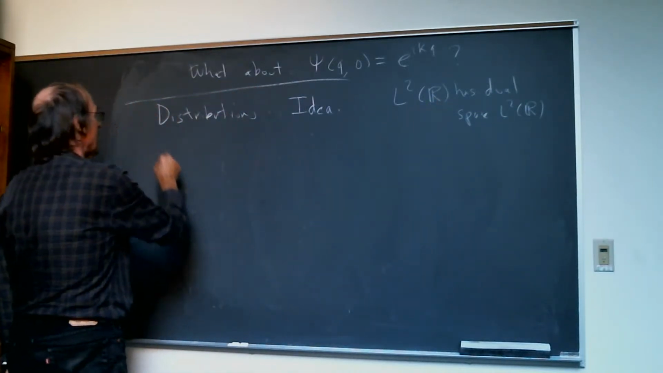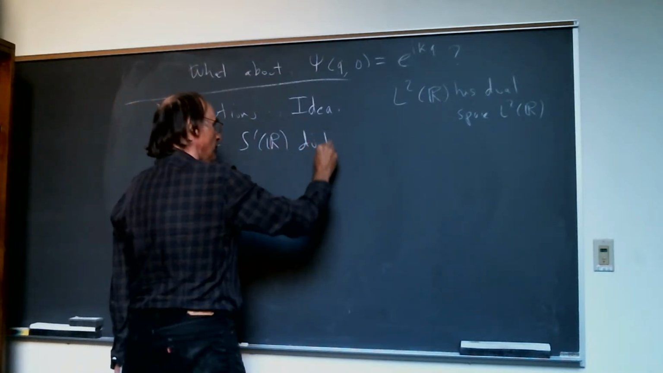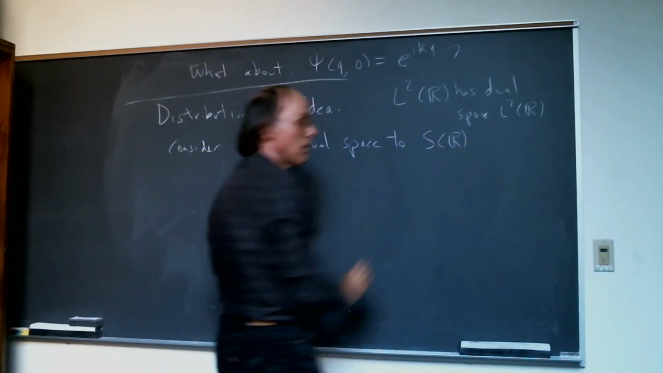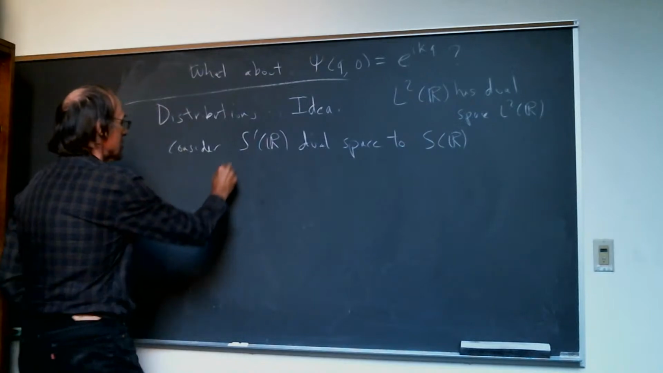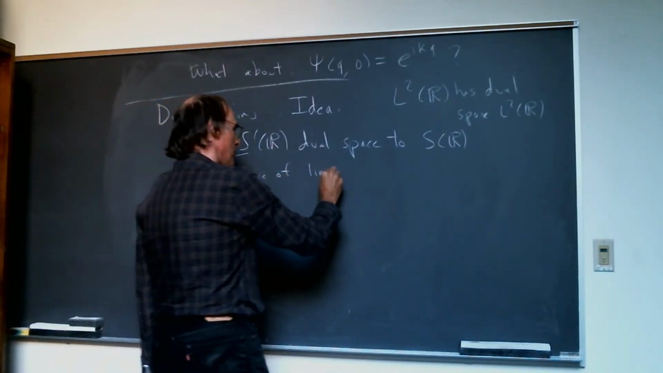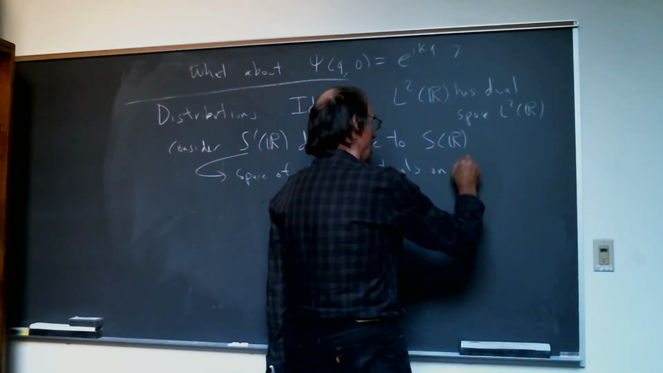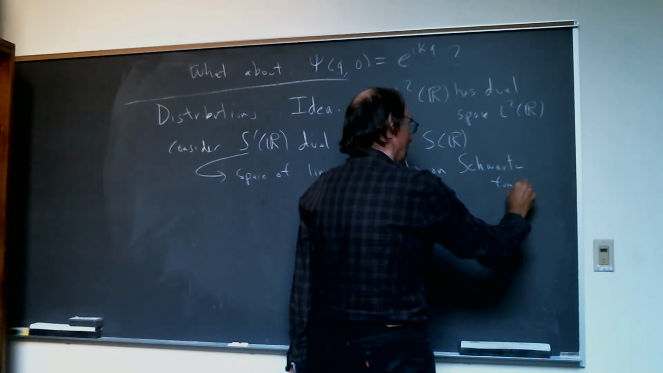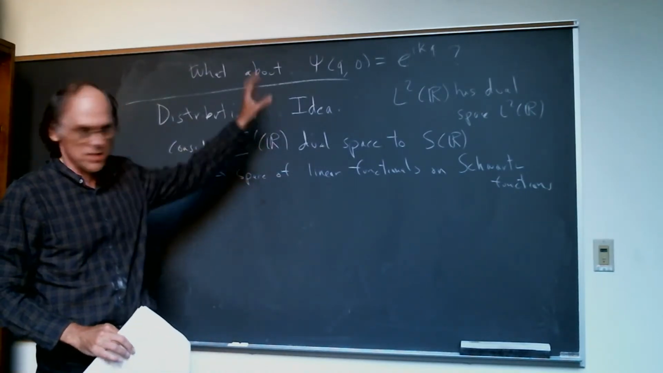What we're going to do is consider S prime of R, which is the dual space. So instead of thinking about functions, this is going to be some space of linear functionals on Schwartz functions. And so anyways, this is the general idea.